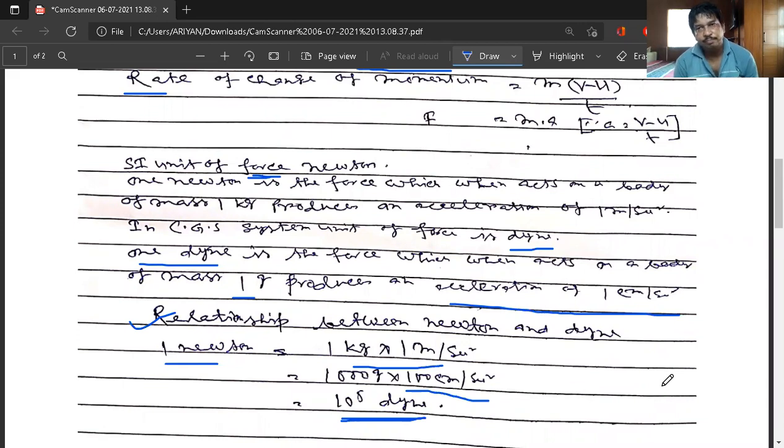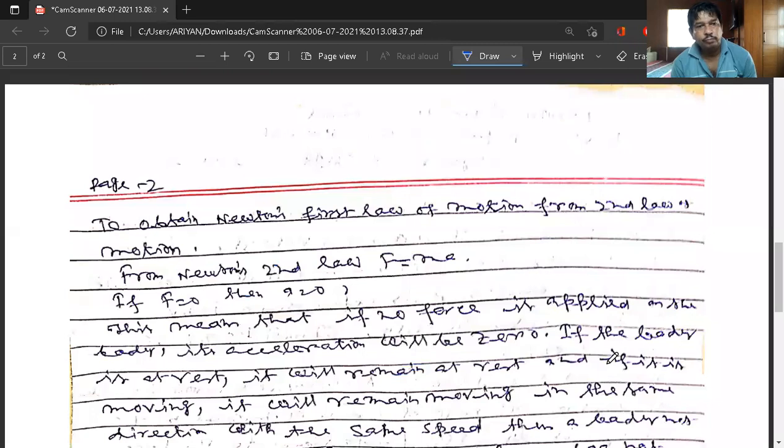Do you understand? Now see, to obtain Newton's first law from the second law of motion.